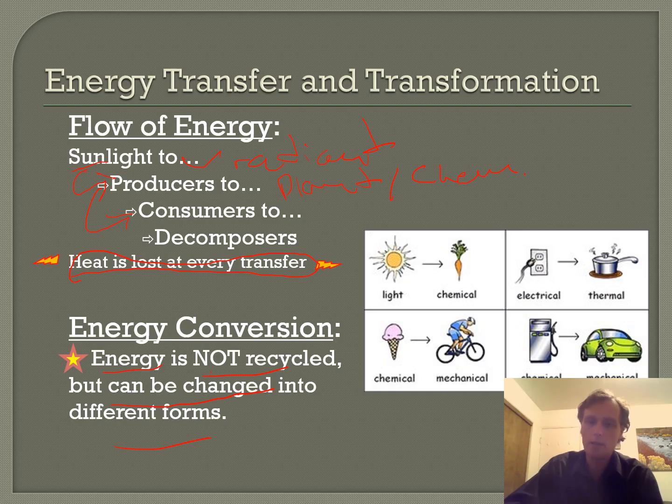Over here, you can pause and look at these. I'm not going to talk about them in detail, though. Light to chemical energy, electrical to thermal energy when you heat a pot of water, chemical energy in ice cream to mechanical energy, riding around wondering why you ate that whole tub of ice cream if you're somebody like me, and then chemical energy to mechanical energy. We drive our cars by putting chemical energy into the car.